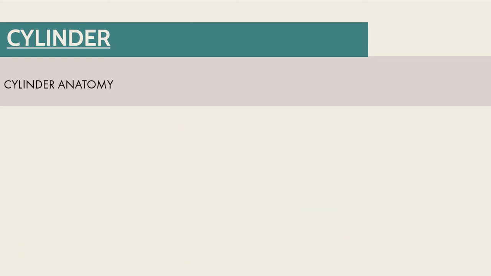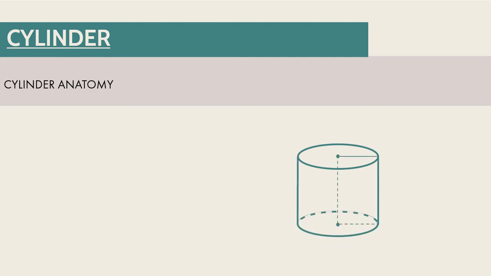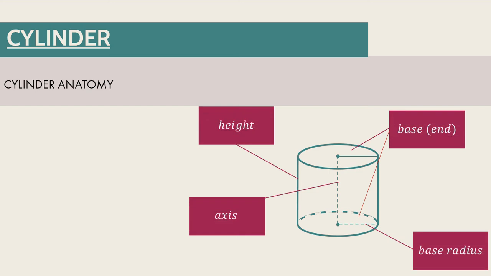Okay, so now we will come to the anatomy of a cylinder. A cylinder has two bases. There are two circles, and it has an axis, which is the path connecting the two centers of the two bases. The base radius is the radius of the circle which serves as the base, and the height is the distance between the two bases. Okay, so these are some key factors of a cylinder.